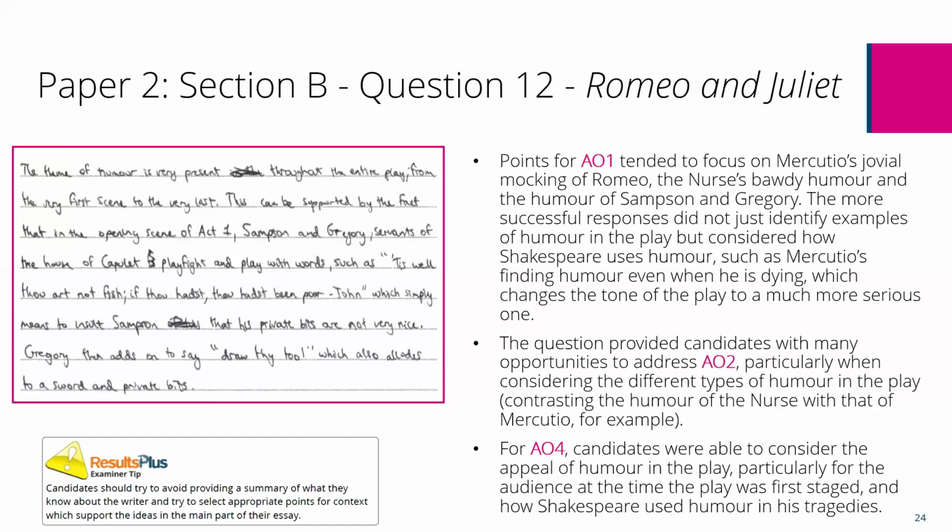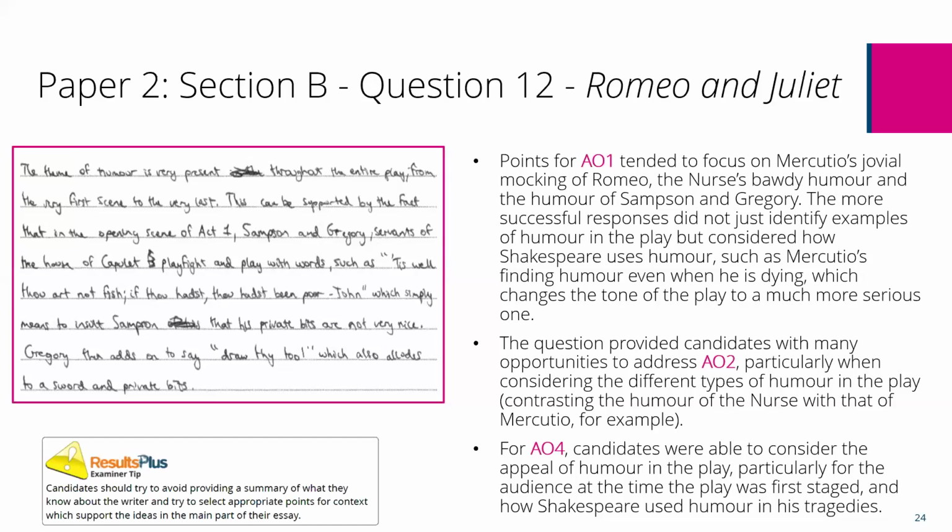So we've got that little bit of extract there, and we've got some points on the right-hand side, but there are, of course, more points in the examiner report. Points for AO1 tended to focus on Mercutio's jovial mocking of Romeo, the nurse's bawdy humour, of course that's a part that students often enjoy in this text, and the humour of Samson and Gregory.